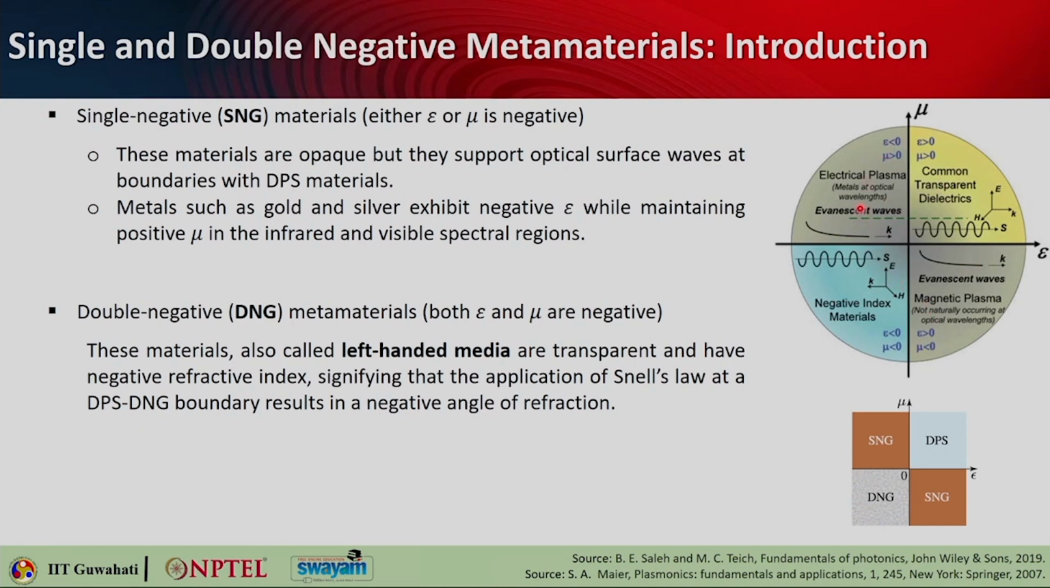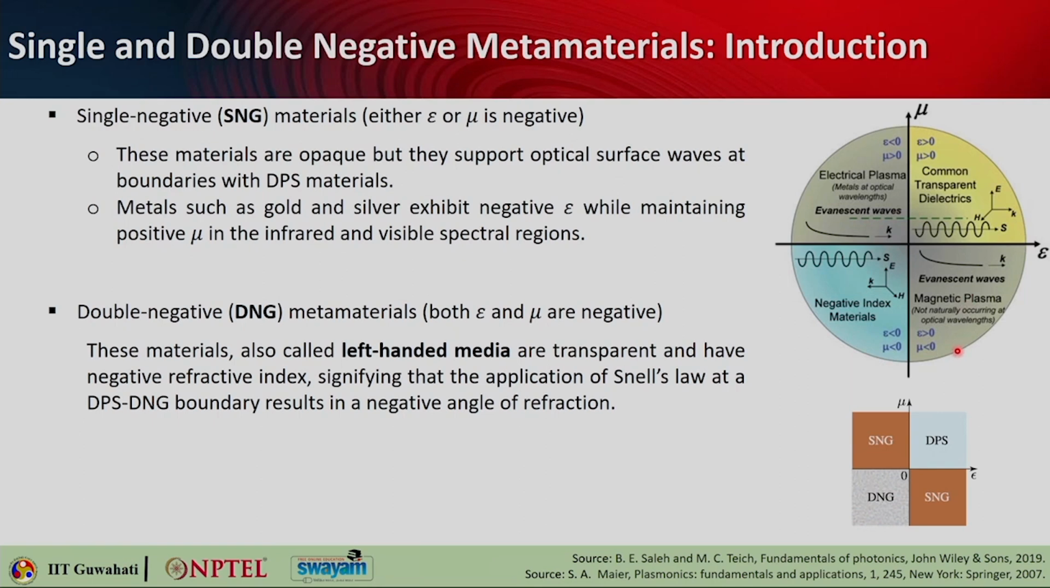In this particular case, the second quadrant, here epsilon is negative and mu is positive. So this is basically a negative permittivity material, but we can also call this a single negative metamaterial. This one is also a single negative metamaterial, but here mu is negative.